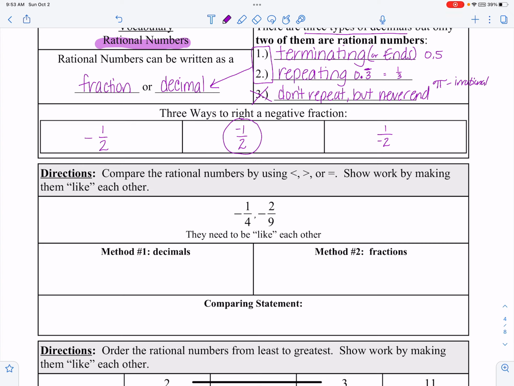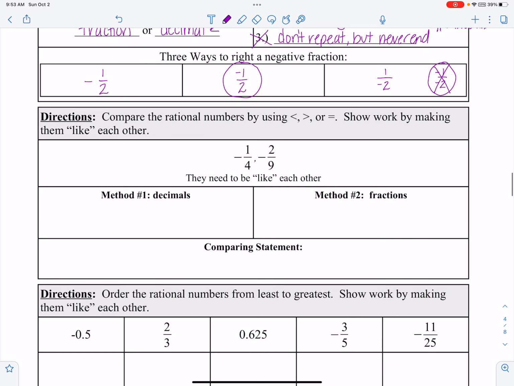The one that is not, just to be aware of, is if you had negative 1 over negative 2, like this, with the negative symbol on the top and the bottom. That's because we know -1 divided by -2 ends up becoming positive. So this is not one of the ways to write a negative fraction. That's an entirely different problem.